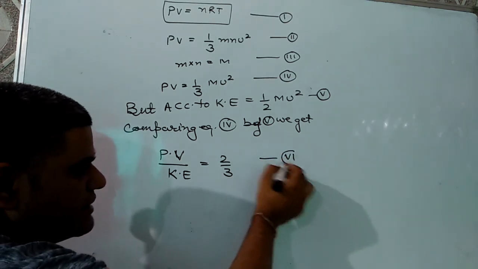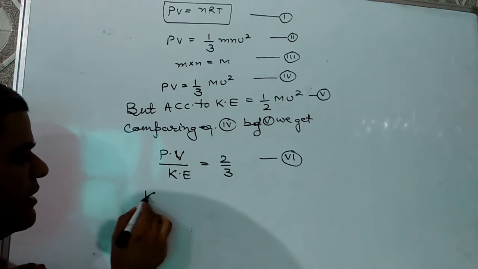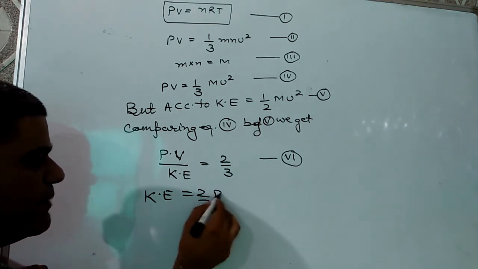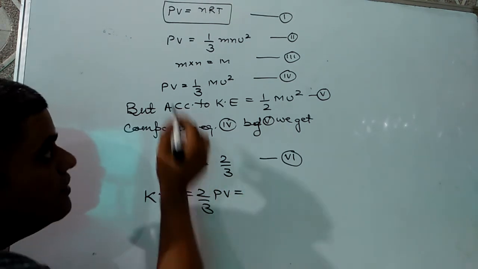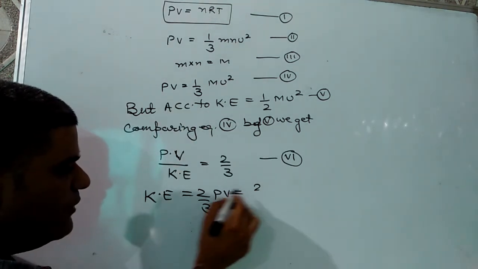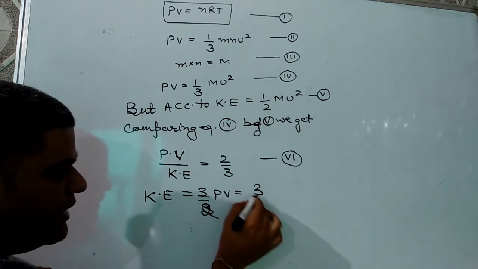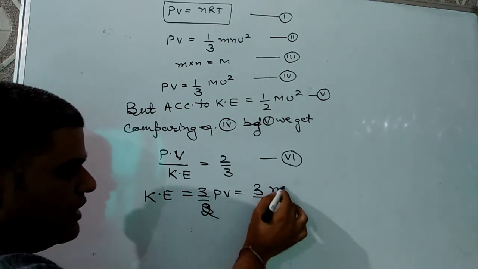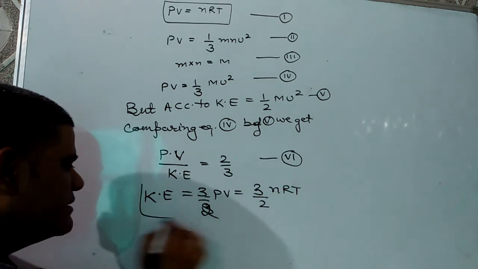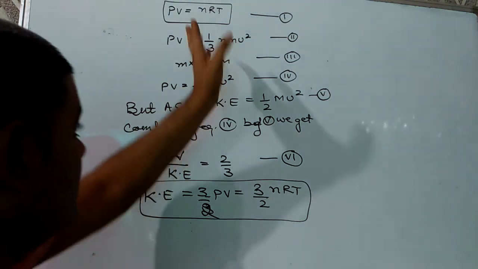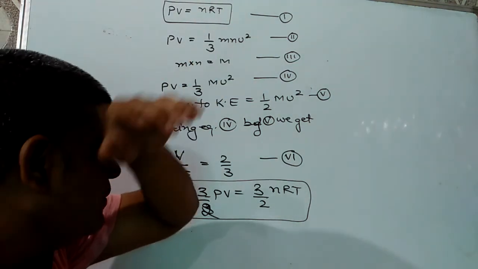That is equation sixth. So from here, kinetic energy is equal to 3 by 2 PV, and PV is equal to nRT. Putting this value here, it comes out to be 3 by 2 nRT. And this is the required result. I am repeating it. I hope it will not be confusing for you.